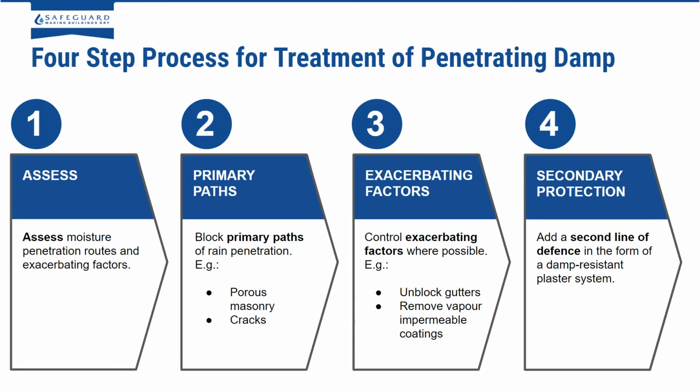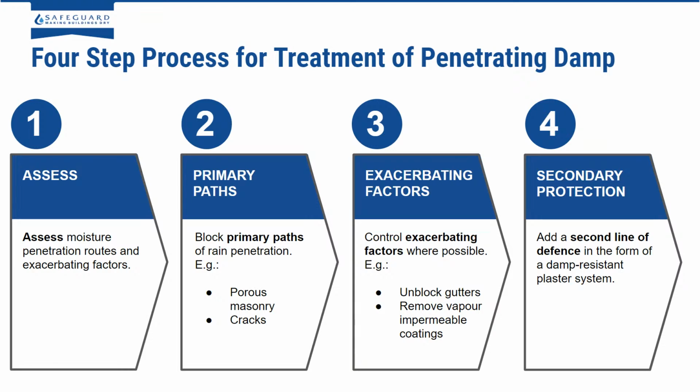And then you'll be looking at the third section, which is controlling any exacerbating factors, so looking to unblock any gutters and removing impermeable coatings and any other factors that allow moisture to build up in a certain area. And once these have been sorted, you then look at your secondary protection.